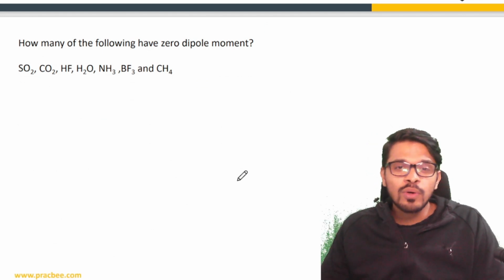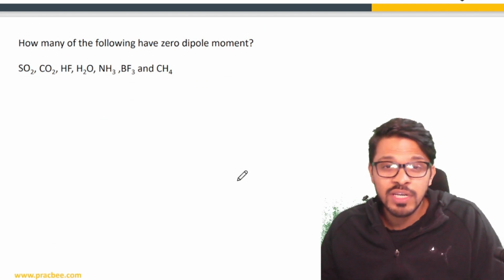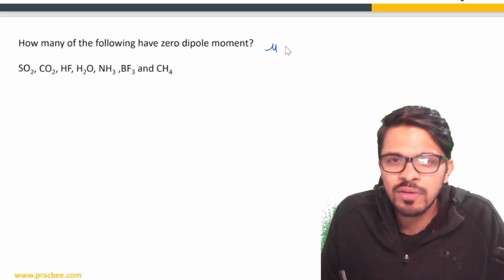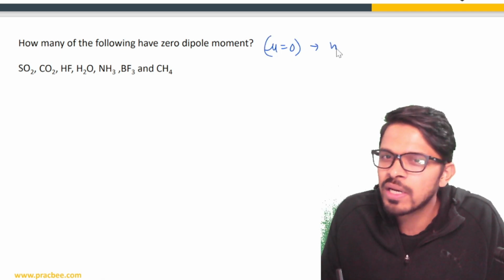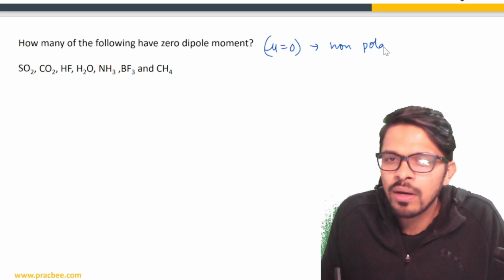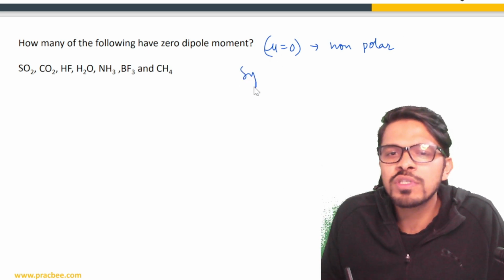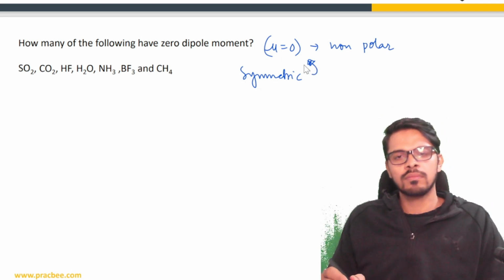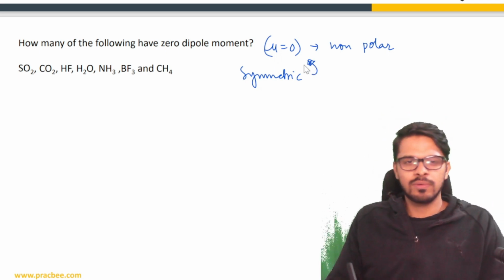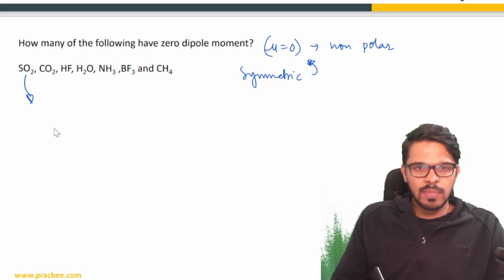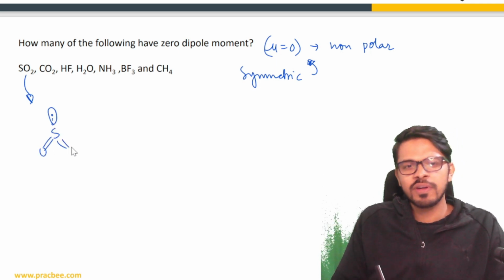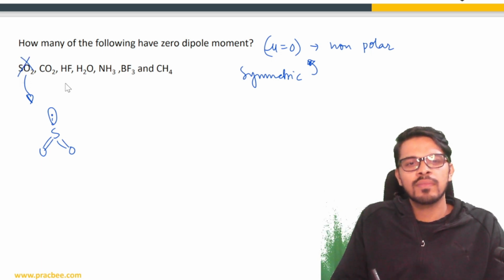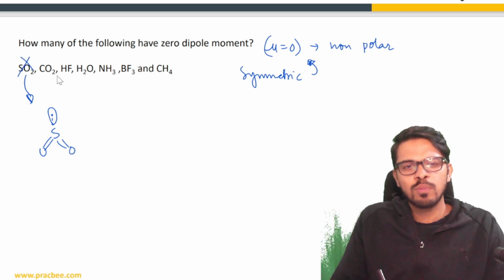Next, if we talk about the molecules which have zero dipole moment. Anything which has zero dipole moment is basically non-polar, and usually the molecules which are perfectly symmetric would have the value of dipole moment as 0. Let us make the structures. SO2 is not perfectly symmetric. Mu is non-zero, it is polar.